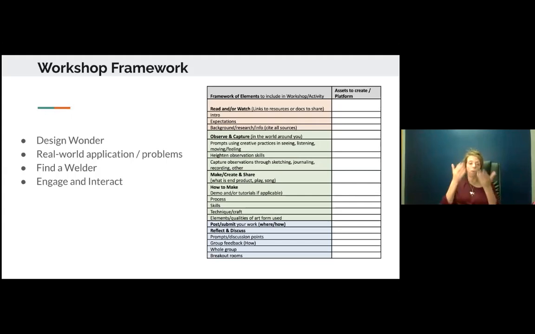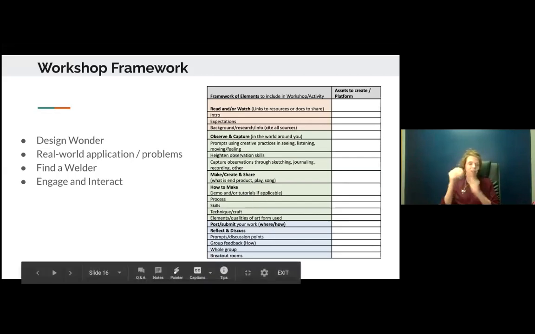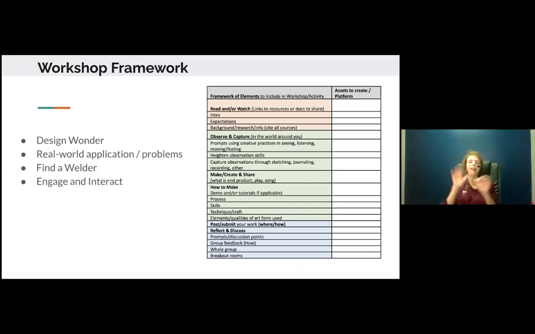And then the make, create, and share again is what is the end product? And then how do you make? So are you going to create an online tutorial? Are you going to do an open studio through Zoom to show processes? So really thinking about how you would get them the skills and the processes, and where and how they're going to submit work and post it and share it for group feedback.